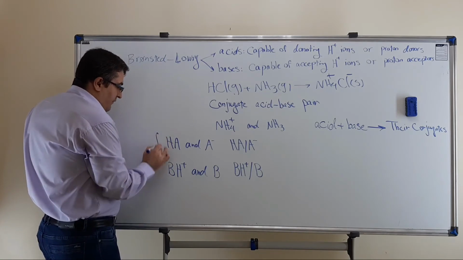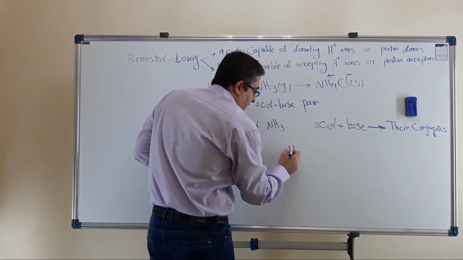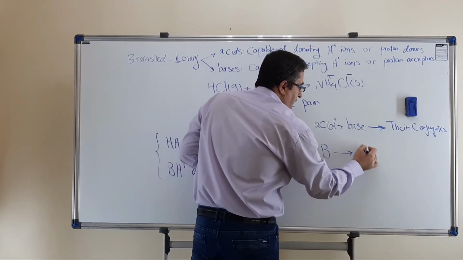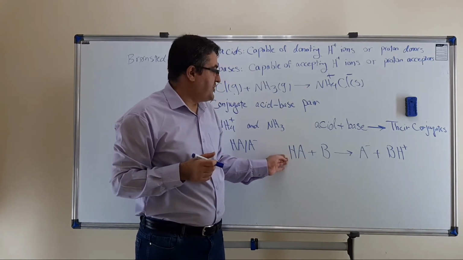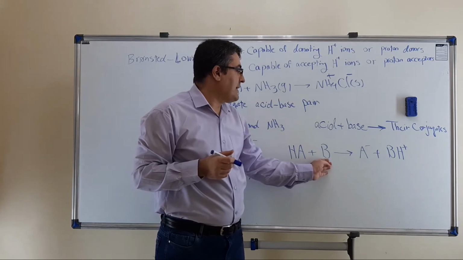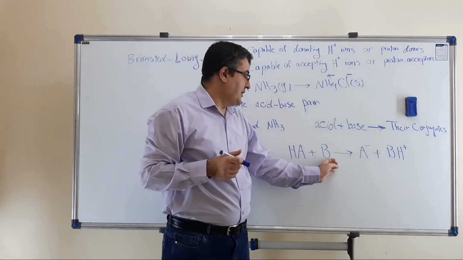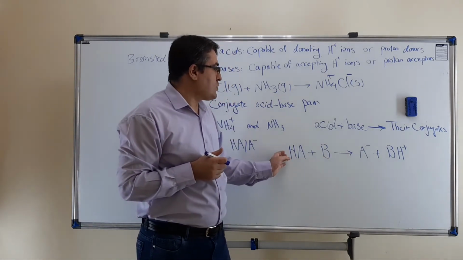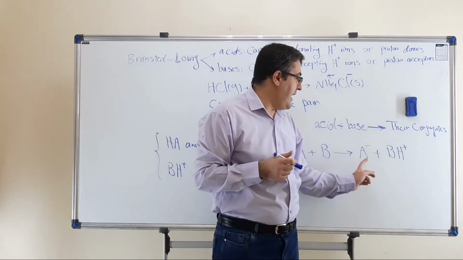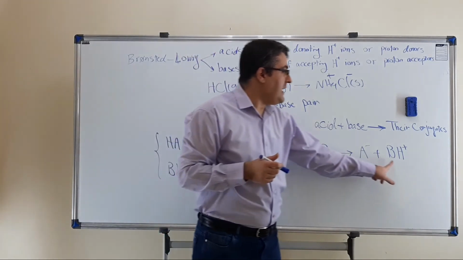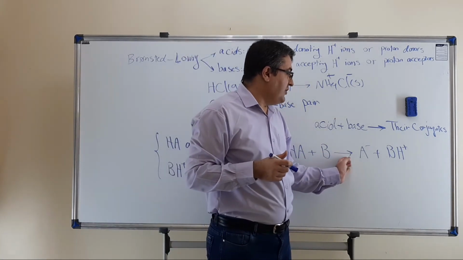As another example, we can consider these pairs of acids and bases. We can write this reaction. HA and B yields A minus and BH plus. Here, HA acts as a proton donor and B acts as a proton acceptor. HA is our Bronsted acid and B is our Bronsted base. This is an acid-base reaction between HA and B. This is also a proton transfer reaction. The products are A minus and BH plus, where A minus is the conjugate base of HA and BH plus is the conjugate acid of B. So we see acid and base react with each other and yield their conjugates.